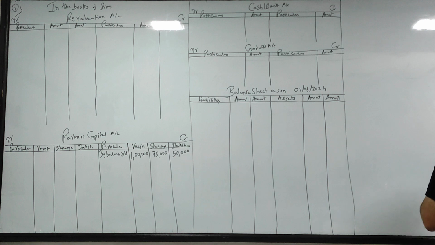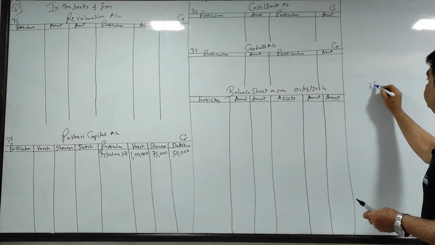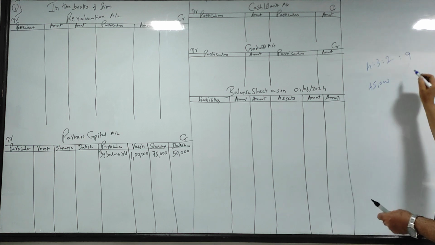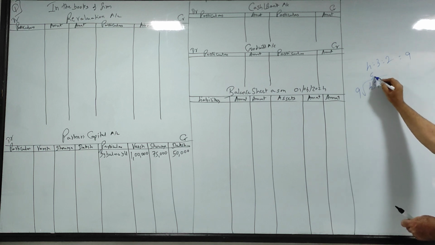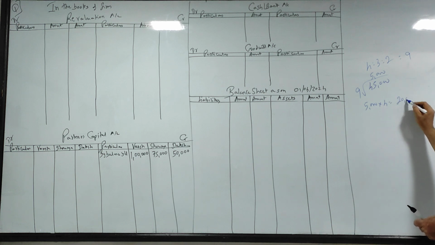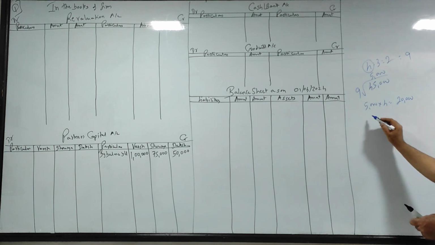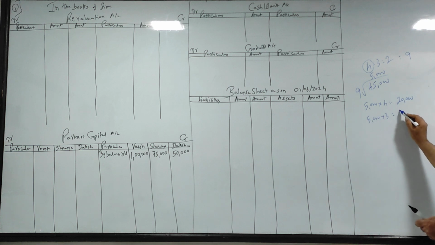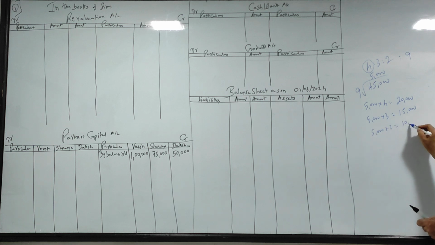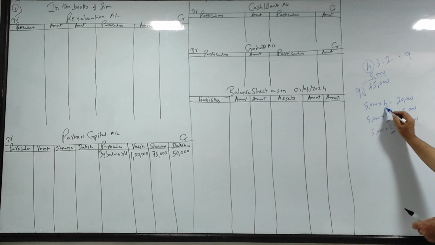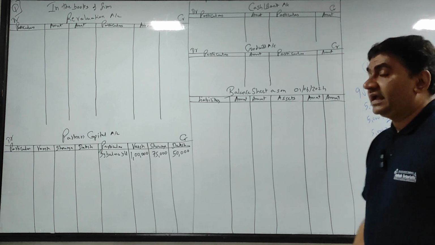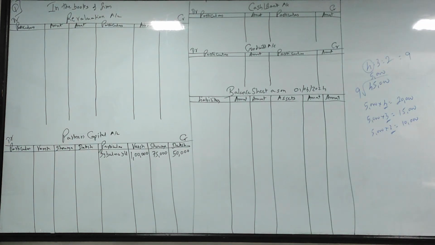Of 45,000, ratio 4:3:2. 4 plus 3 is 7, 7 plus 2 is 9. 45,000 divided by 9 gives you 5,000. So 5,000 into 4, first partner gets 20,000. Second, 5 into 3, 15,000. And third, 5 into 2, 10,000. So 20,000, 15,000 and 10,000.